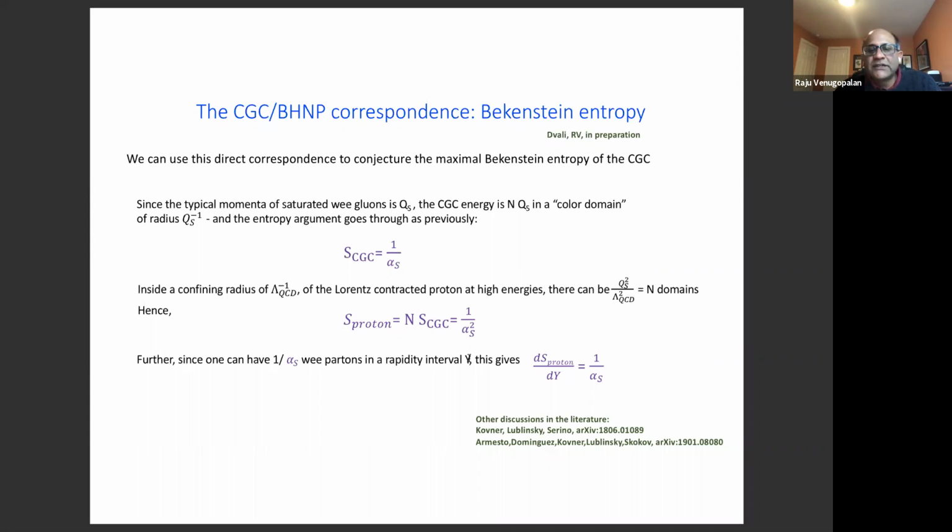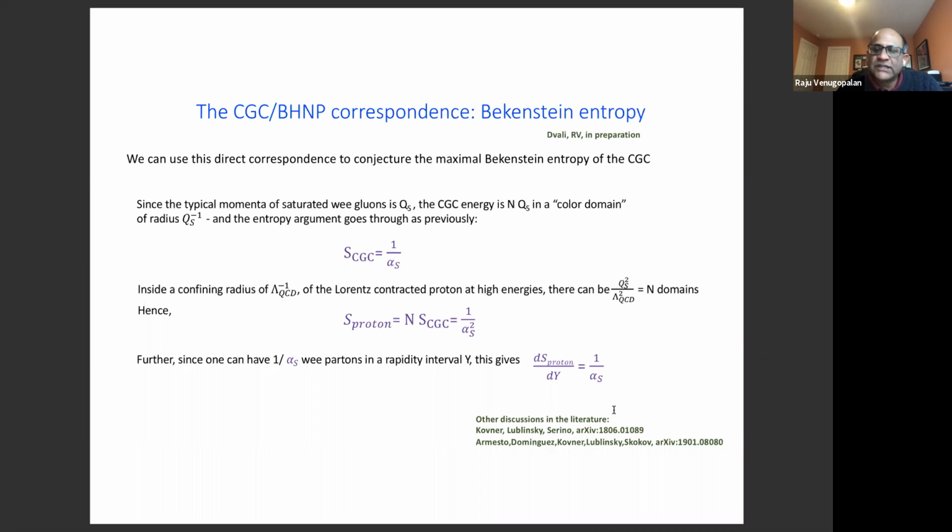Now, in a rapidity interval of size y, you can have 1 over alpha_S times y partons, okay? Because that's what the leading log result tells you, right? And so the change in the entropy of the proton with rapidity is just 1 over alpha_S. Okay, so this is a formula one can derive exactly from this correspondence. And there's been a number of other discussions in the literature from different perspectives.